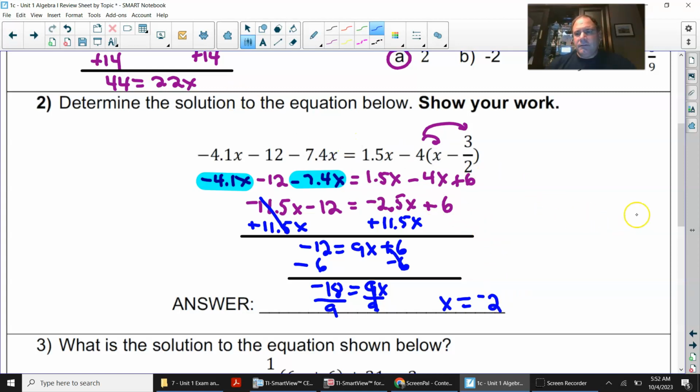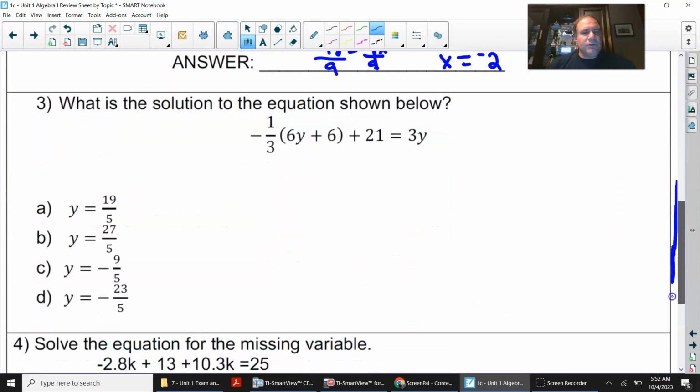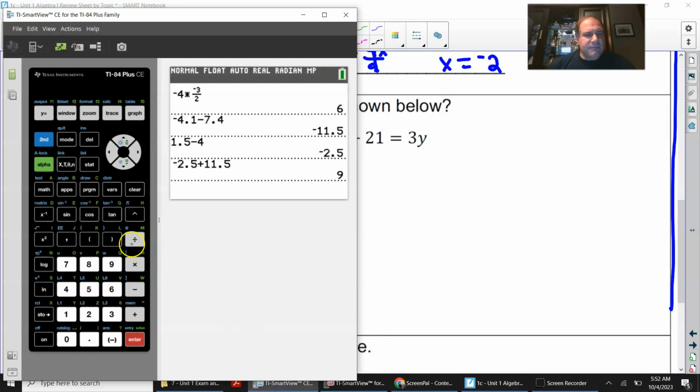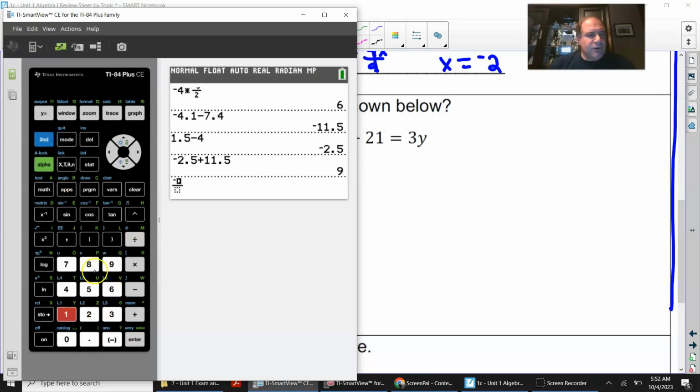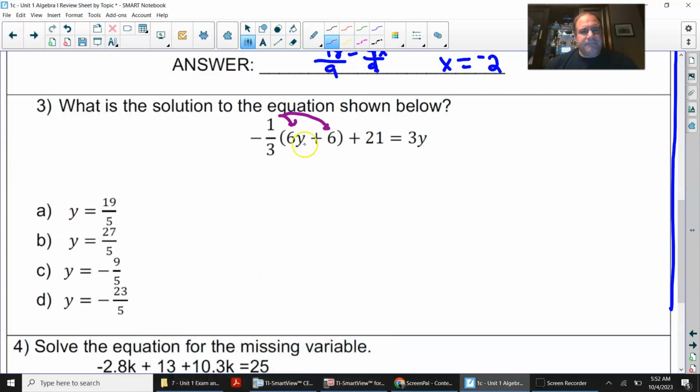One step at a time. What is the solution to this equation? Again, we're going to use the calculator, do distributive property right here. So it's negative 1/3 times 6. So again, alpha x, negative 1/3 times 6, negative 2.